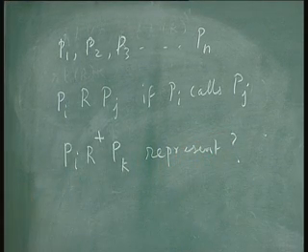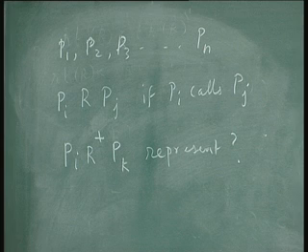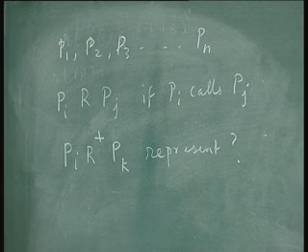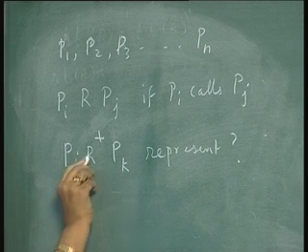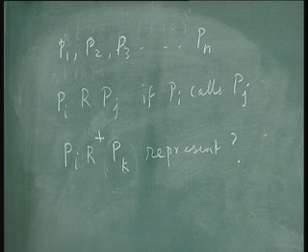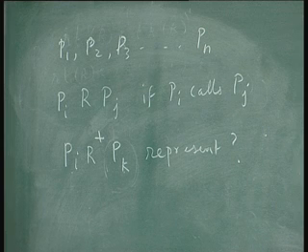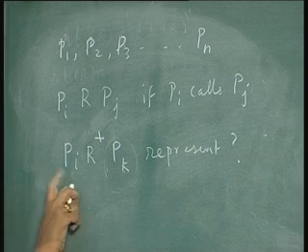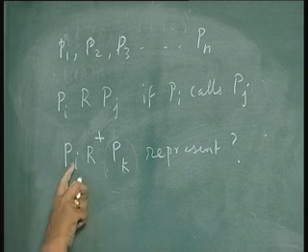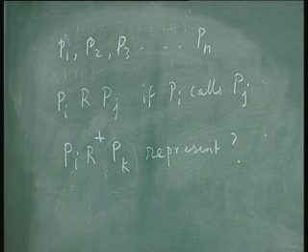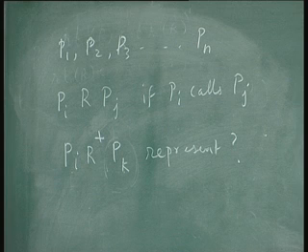What does this represent? See, Pi may call Pj, Pj may call Pr, Pr may call Pk, and if you say Pi R plus Pk, the set of such Pk's are the set of procedures which will be called when Pi is executed. When the procedure Pi is executed, if you get Pi R plus Pk, that means Pk will be invoked during the execution of Pi.